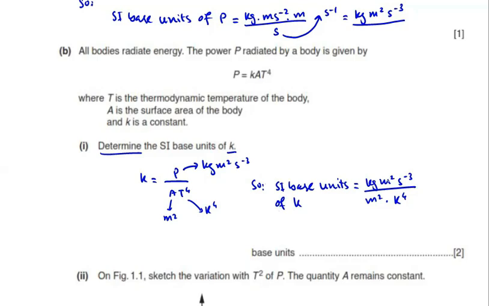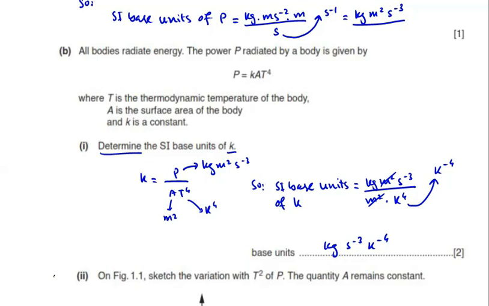Meter squared in the numerator and meter squared in the denominator cancel out. This K to the 4 in the denominator when shifted to the numerator becomes K to the minus 4, and hence the whole expression of SI base units reduces to kilogram per second cubed K to the minus 4.